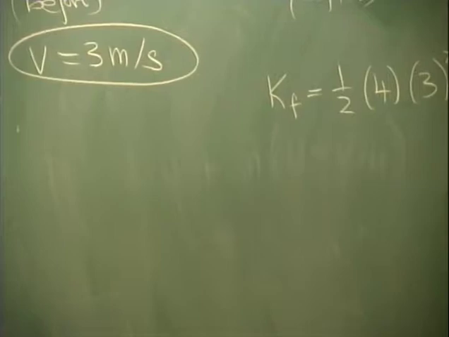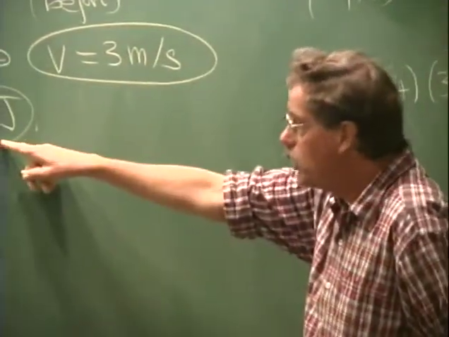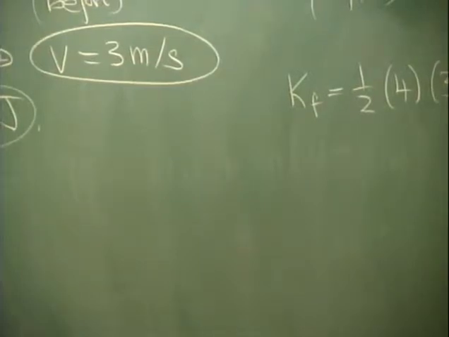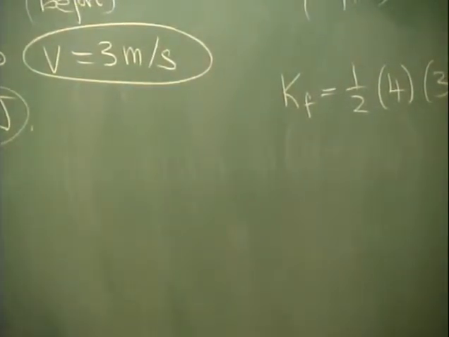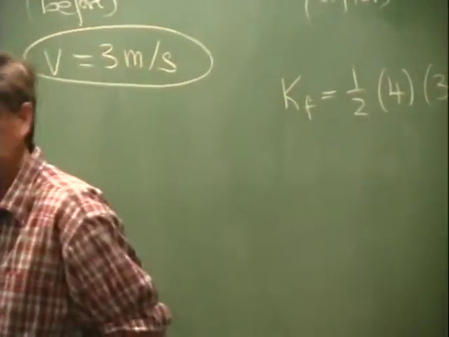So, was kinetic energy conserved in this process? No, it was not. It was originally 36, it was finally 18. I lost some kinetic energy. Is that kind of what you anticipated? You should have, because this is a sticky collision, and you should expect in a sticky collision, kinetic energy is actually going to decrease. Where did it go?